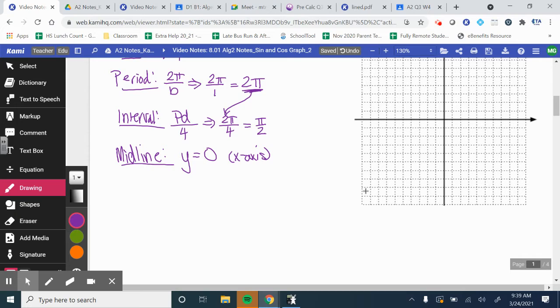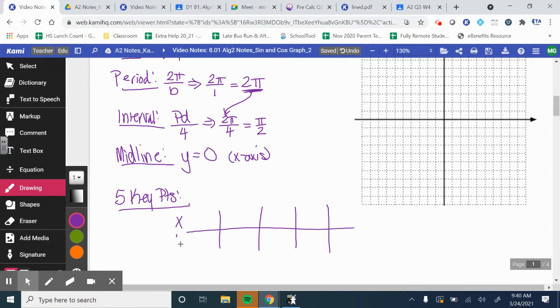Okay, so now we found our interval. We want to fill in the x row of our 5 key points. 1, 2, 3, 4. So here are the x values and here are the y values. We just usually set up our table like this, horizontally instead of vertically. So in your x row, we are always going to start at 0 unless we have a horizontal shift. For this year, we're not going to do too many that have a horizontal shift. We're mainly just going to focus on ones that have vertical shifts. So for this year, we're really going to be mainly just starting at 0. And then you're going to go up by whatever your interval is.